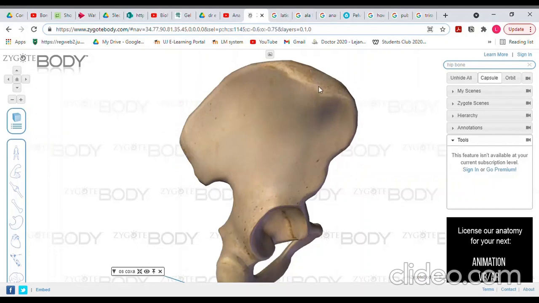And we also have this structure right here. This is the body. The body is the part that fuses with the other bones at the acetabulum. So the body is the part that does the fusion. The wing and the body, or the ala and the body. Okay.